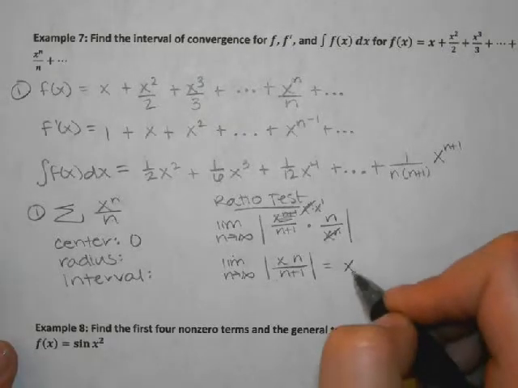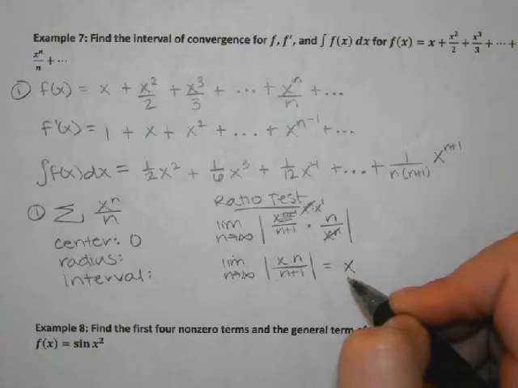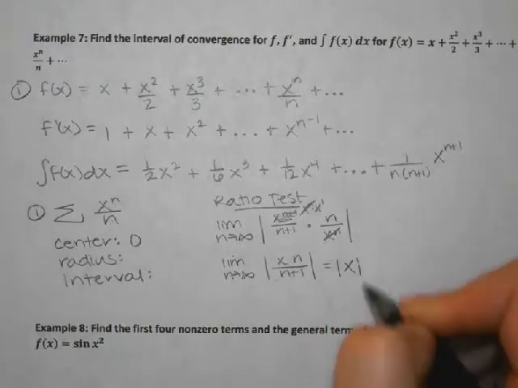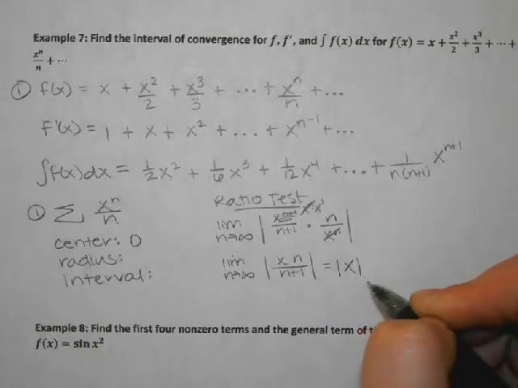All right, so we have an x, right? What do we know about x? And actually, we have the absolute value of x. What do we know about this number that it has to be for this to converge?